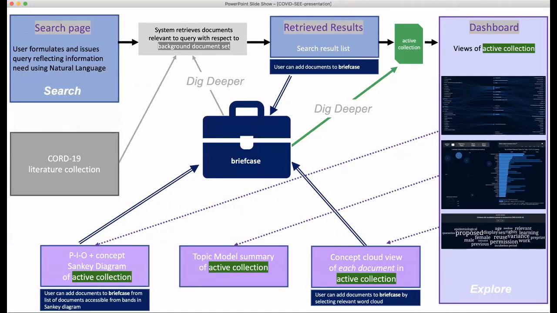Okay, so where did this all lead to? This led to developing a system which combines search and exploration. And so what we built looks like this. We do start with a typical search in order to try to narrow down from the hundreds of thousands of articles that are potentially available to a more manageable set.